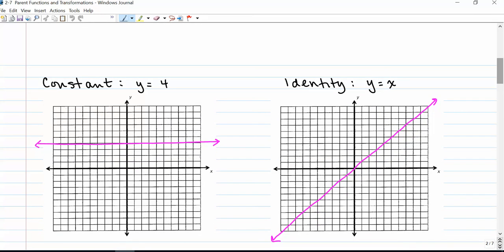So a constant function where y or f of x equals a number is always a horizontal line through that value on the y-axis. The identity function is the line y equals x. It is a perfectly diagonal line that goes through the origin and has a slope of positive 1.